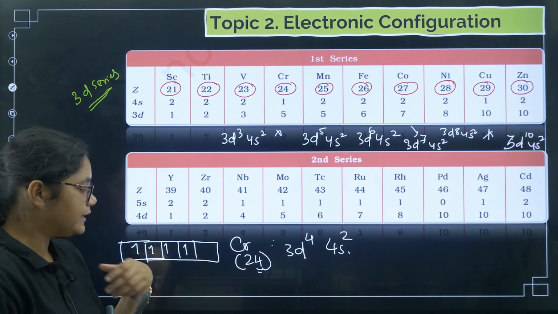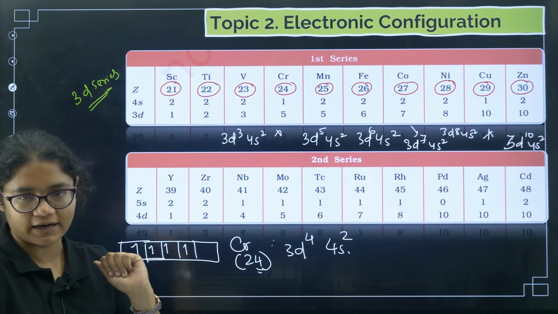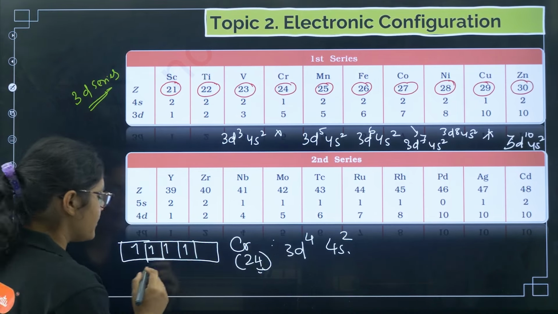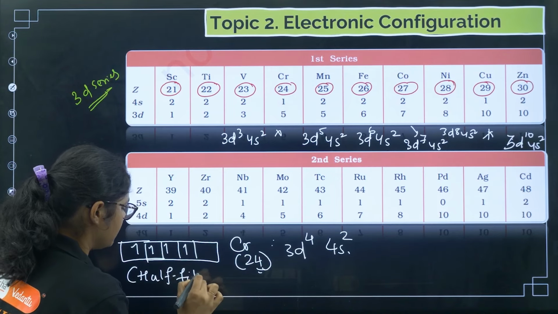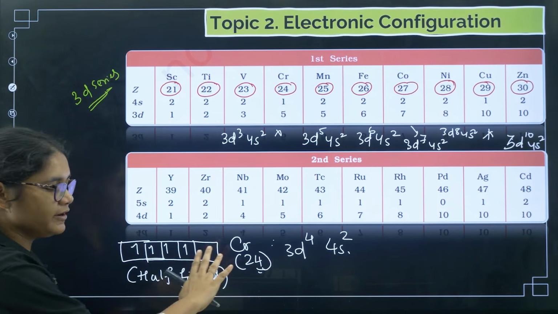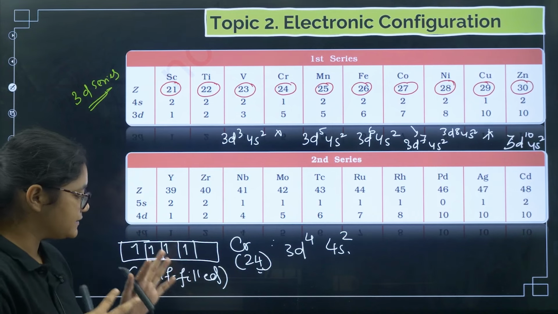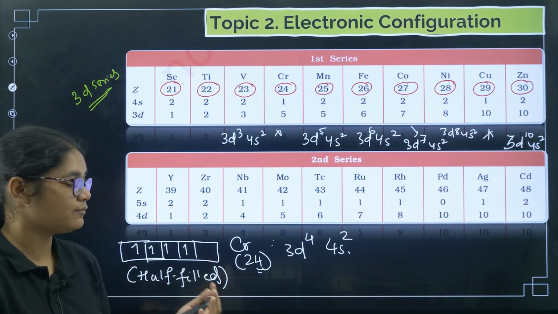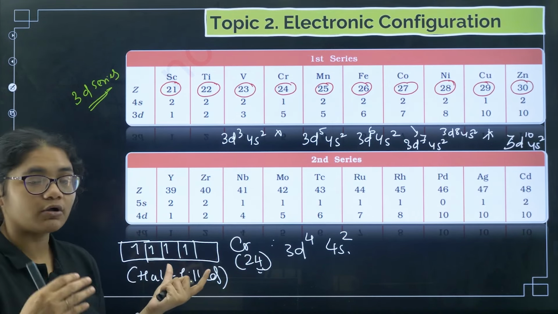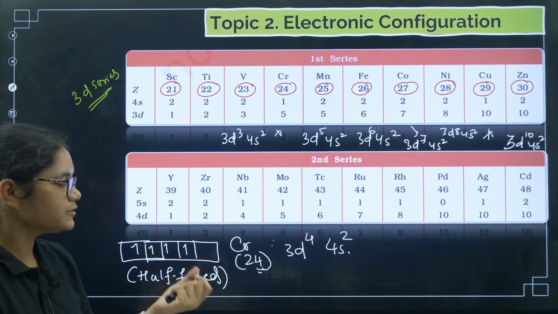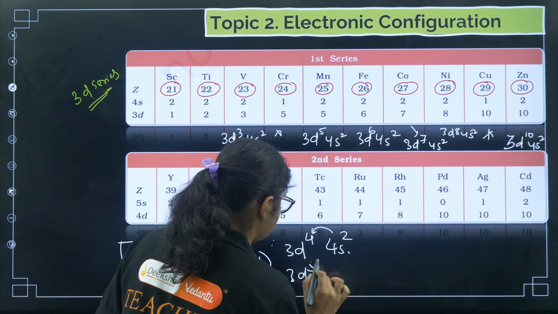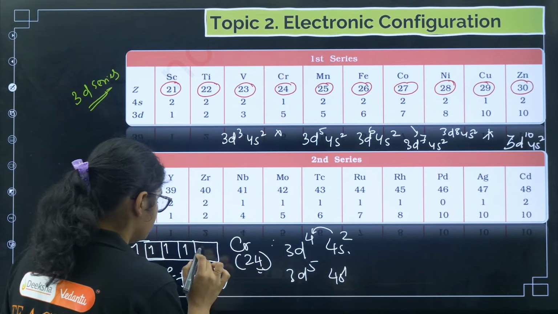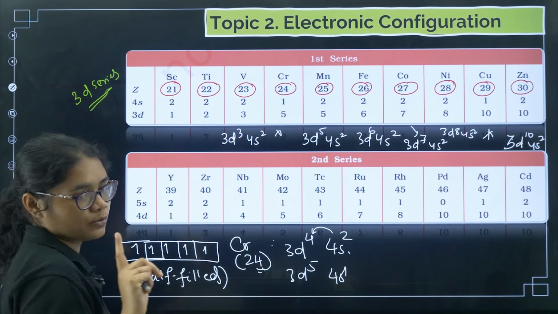Now if it can hold 5 electrons and I make 3d5, then what is special? It is an exactly half filled configuration, right? And if it is an exactly half filled configuration, then that electronic configuration becomes more stable. So that is why one electron is given here and we get 3d5 and 4s1 for chromium.